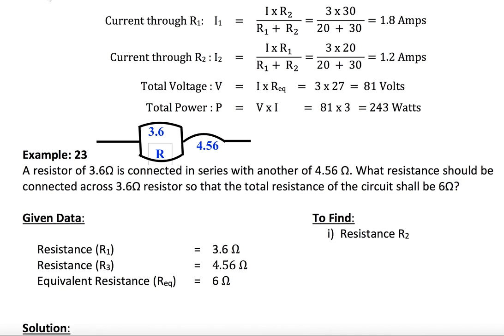What is 6 minus 4.56? It should be the equivalent of the parallel connected resistors. So it is going to be 1.44. So 1 by 3.6 plus 1 by R equals 1 by 1.44. So 1 by R must be 1 by 1.44 minus 1 by 3.6, right?